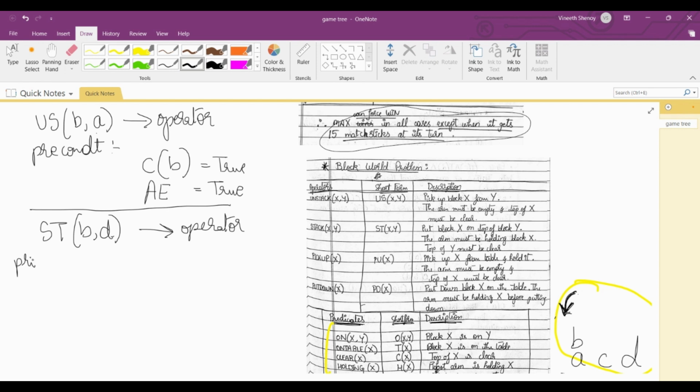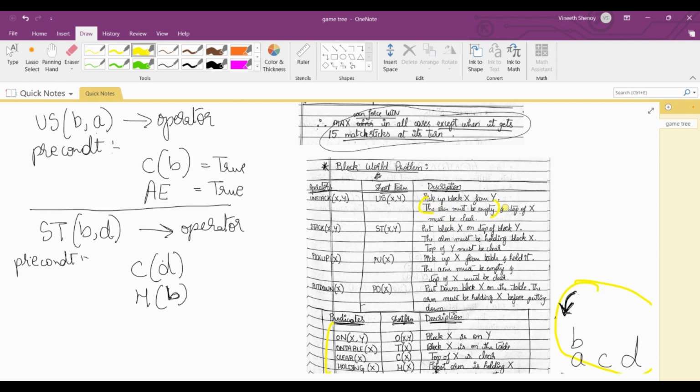So what could be the possible preconditions? Now since you are placing block B on D, obviously the top of D must be empty. Correct. Top of D must be clear. Then since you are placing B on D, in order to place it, the arm must be holding B. So holding of B. Then what could be the other conditions? That's all I guess. We can check it over here.